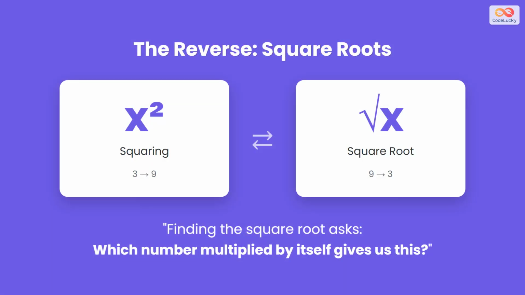We can also do the reverse operation, which is called finding the square root. If squaring 3 gives us 9, then the square root of 9 brings us back to 3. The symbol for this looks like a check mark with a roof. It asks the question, which number multiplied by itself gives us this value?